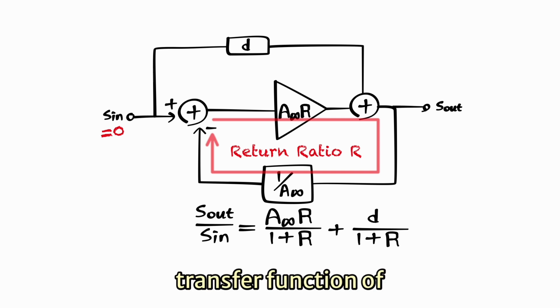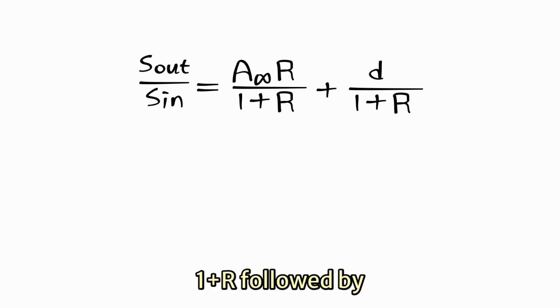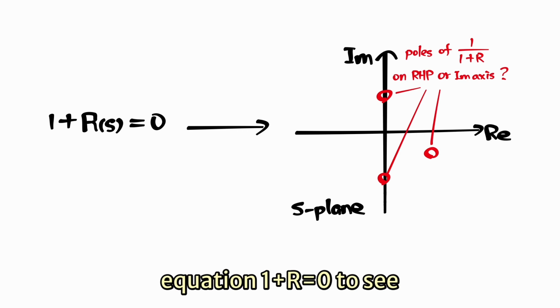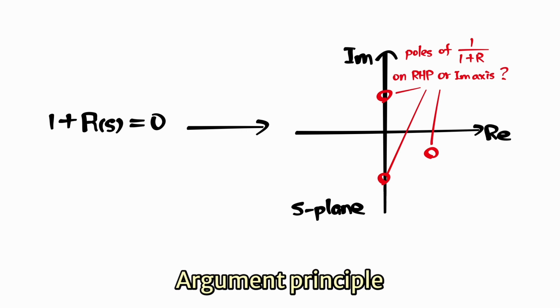Let's review the transfer function of a feedback circuit. It's A infinite R over 1 plus R, followed by D over 1 plus R. The intuitive way to check the stability is to see if there are zeros of 1 plus R on the right-hand plane or on the imaginary axis of the complex plane. To check the location of zeros, we can solve the equation 1 plus R equals 0 to see if there are any poles on the right-hand plane or on the imaginary axis. Or we can use the argument principle.